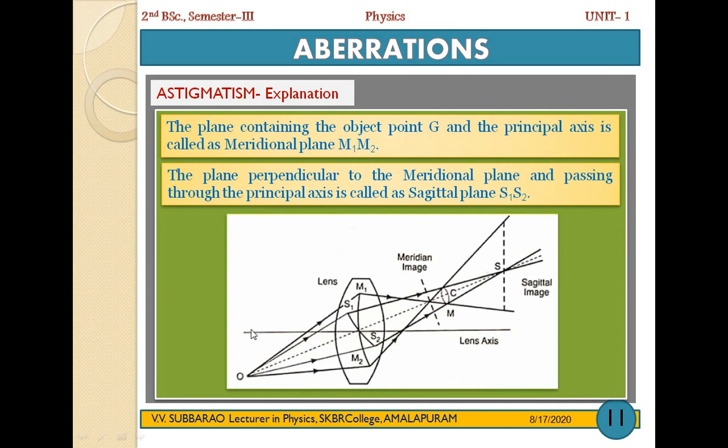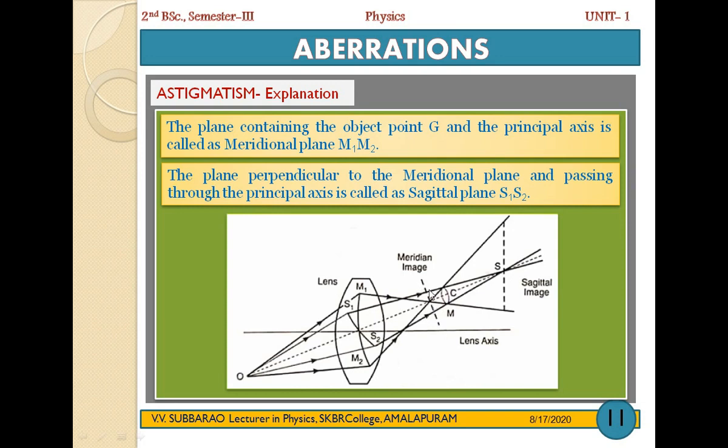Here the point O is placed far off the axis, and monochromatic light from O is allowed to be incident on the lens. In the incident rays, let us consider the light rays incident on the meridional plane will come to a horizontal focus at M, and this point M is close to the lens. The light rays incident on the sagittal plane after refraction come to a vertical focus at S. This point S is somewhat farther than M.